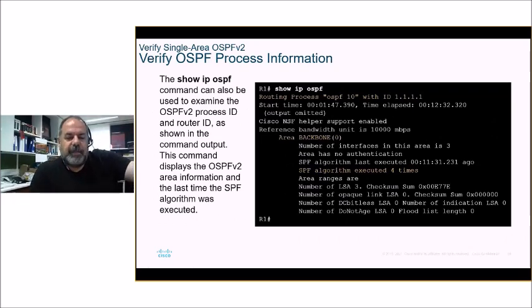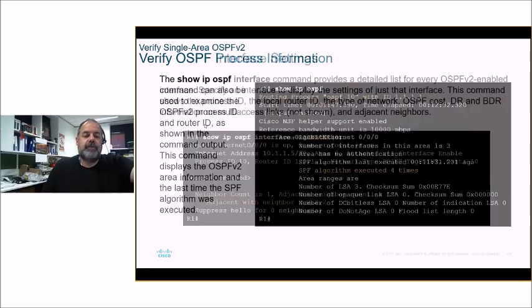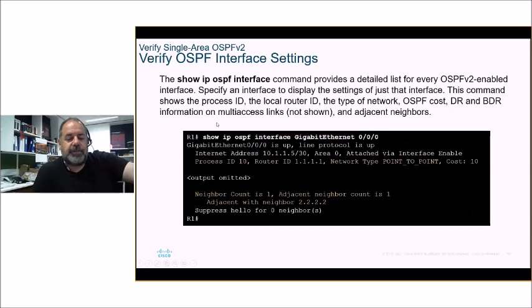So show IP OSPF is sort of more general information. Tells you router ID, tells you that it's a member of the area 0, which of course is the backbone. Tells you how many times the SPF algorithm has run, how long ago it was, so 11 minutes 31 seconds, and some other information. So it's good information. Don't necessarily use it that often, but it's good information.